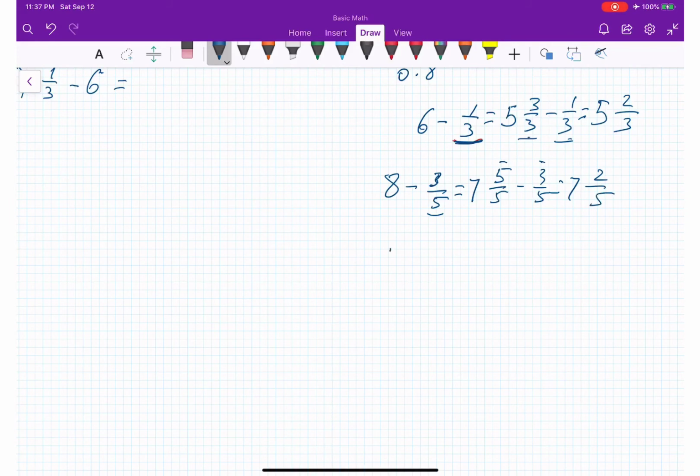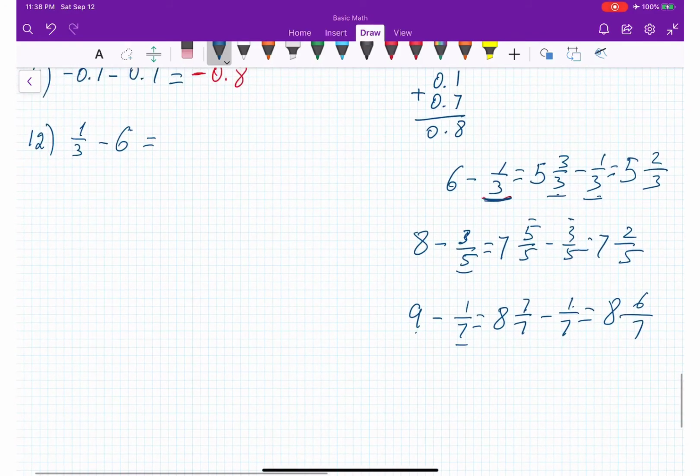Another one. 9 minus 1 over 7. So I'm borrowing 1 from 9. It's going to be 8 and represent as 7 over 7 minus 1 over 7. 8, 7 minus 1 is 6 over 7.